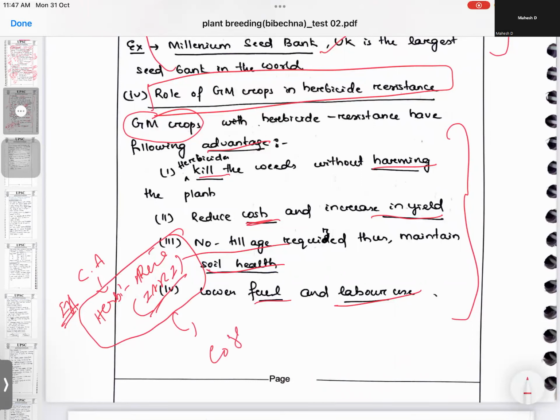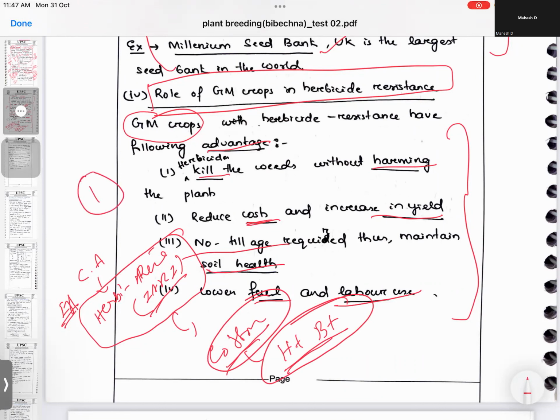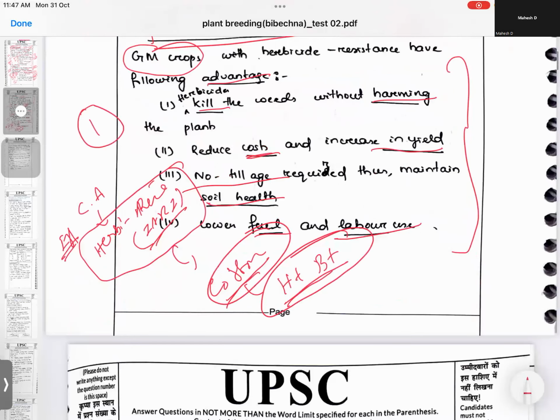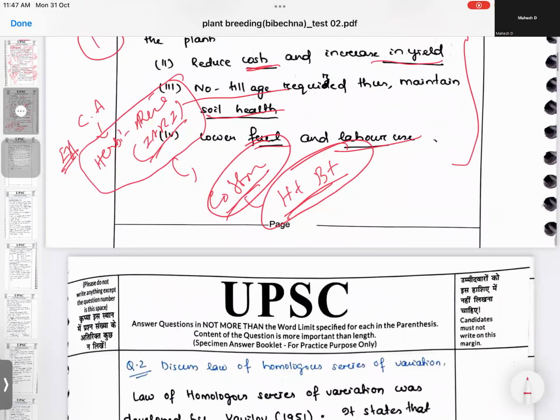Also, just 2 days back, in cotton we are getting HTBT, with herbicide tolerance and Bt. This you should mention. You should make it spicy, and you will get one mark. If someone writes this, then he will definitely get credit, right? So that you should understand.